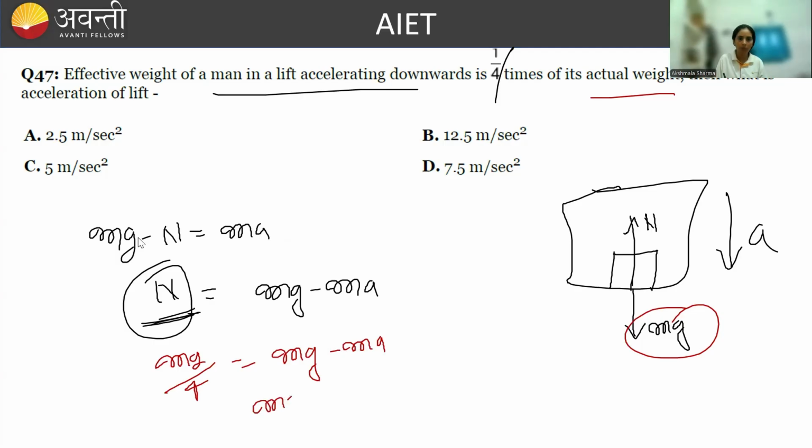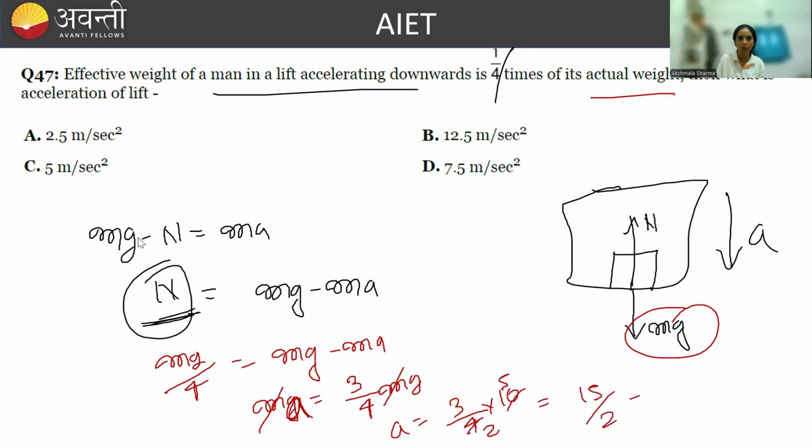So ma equals how much? mg minus mg/4. This is 3/4 mg, and this is ma. So m will get cancelled. a is equal to 3/4 into 10. If you solve this, it is 15/2, so this is 7.5 meter per second square. So the correct answer will be D.